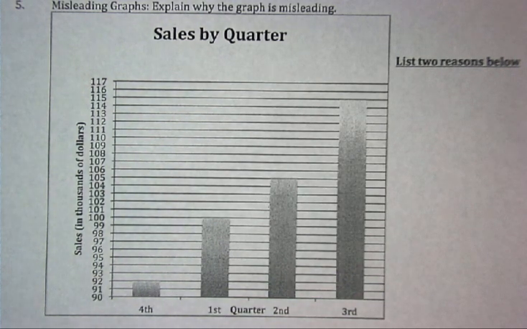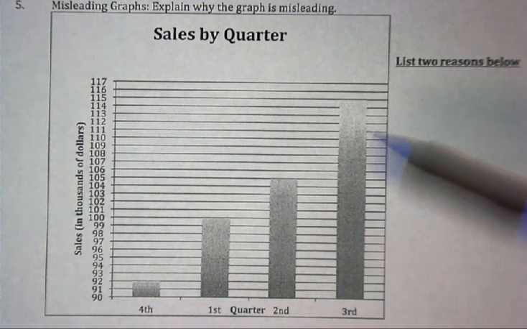When we look at this, there's a couple of things that are misleading. The first thing that pops out to me is if I look at the quarters, they're not put in order. This makes it look like as you're going on, the sales are getting better, when in fact the fourth quarter has the worst sales. The second thing that's wrong with this is the graph starts at 90,000.